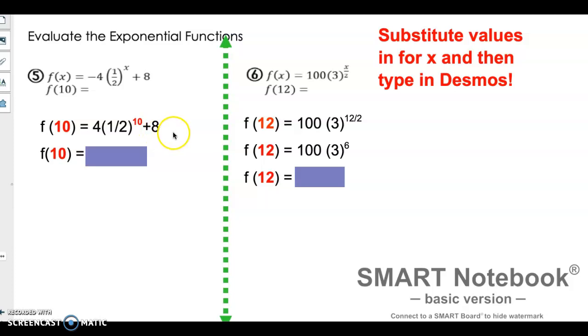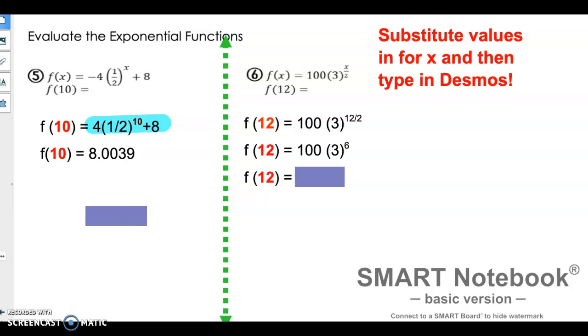Once you do that substitution, you can just type the right-hand side of your equation. So this part that I'm highlighting in blue, you can type that in Desmos, and Desmos will evaluate it for you. The parentheses around the 1/2 are important. So when you type that in, you're going to see that our function evaluated at an input of x equals 10 is equal to 8.0039.